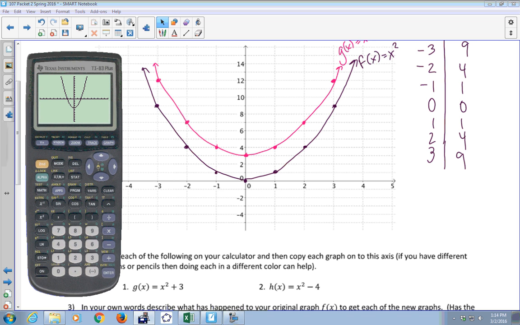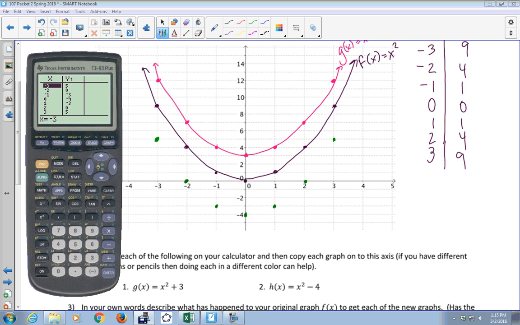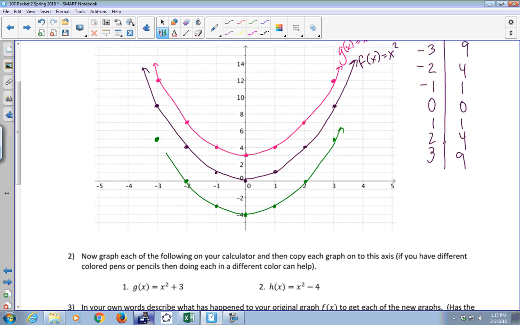And if you want to be really exact about your points, you can go to your table. You just hit second graph, and you get a table of values, x's and y's, that you can copy or that you can plot. So I have negative 3, 5, negative 2, 0, negative 1, negative 3, 0, negative 4, 1, negative 3, 2, 0, and 3, 5. Connect those. And that is h of x equals x squared minus 4.